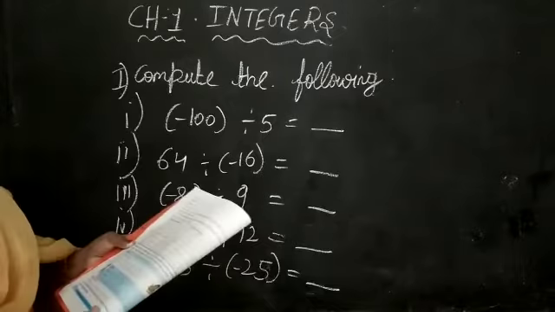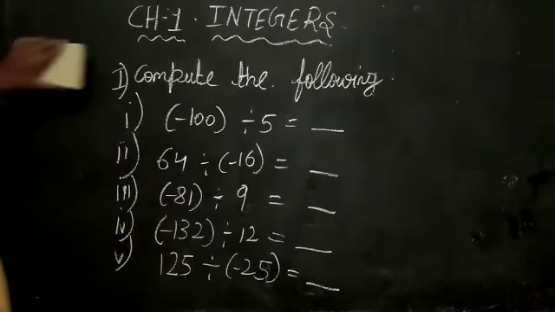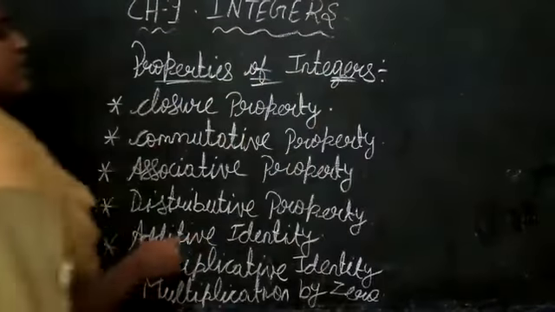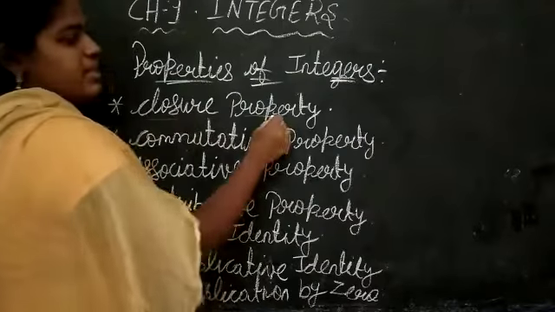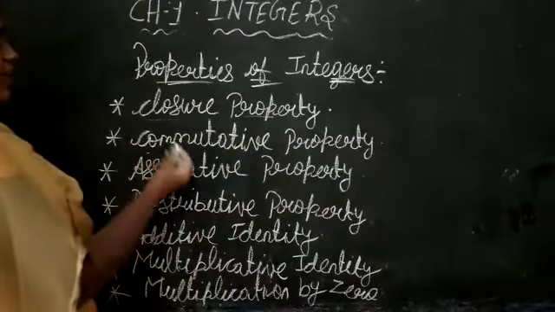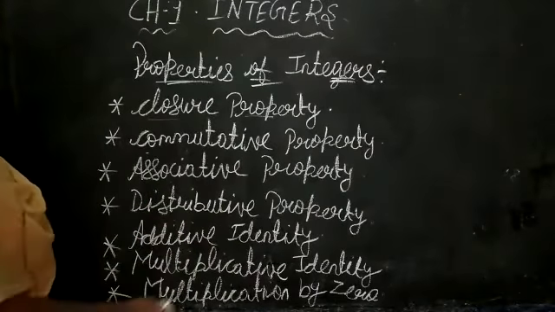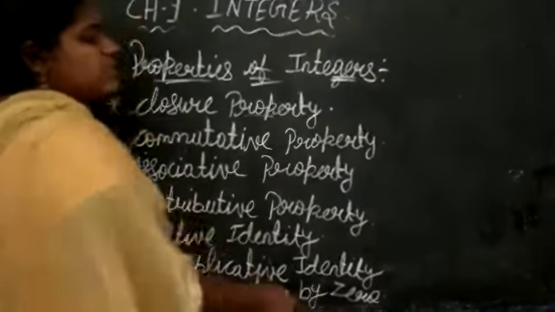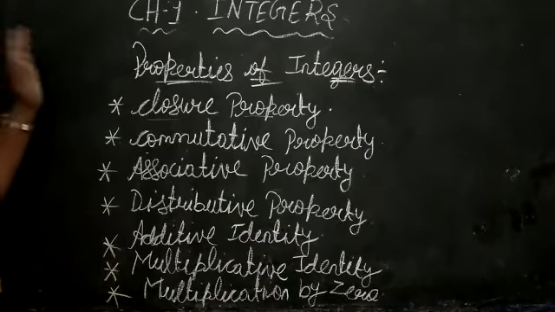Now the next topic is properties. In integers we have many properties. Here you can see the properties of integers. Here are 7 properties of integers. First is closure property, then commutative property, associative property, distributive property, additive identity, multiplicative identity, and multiplication by 0. These are the 7 properties we will use in your next exercise number 5.